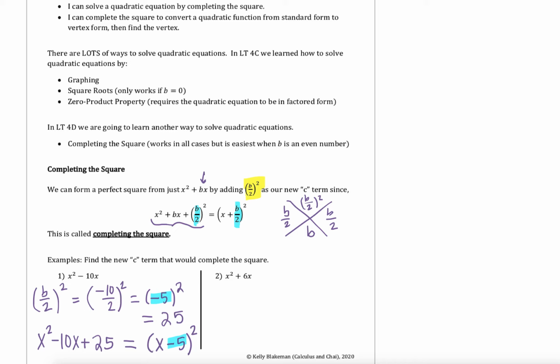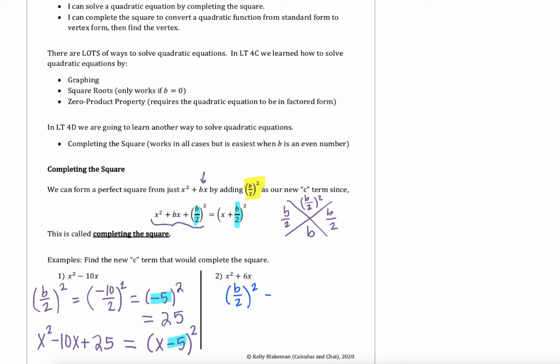Let's look at example 2. We have x squared plus 6x, and we want to find our new c term. So we are after computing this b over 2 squared. Why don't you pause the video, identify what your b is, and then simplify down what b over 2 squared would be equal to.